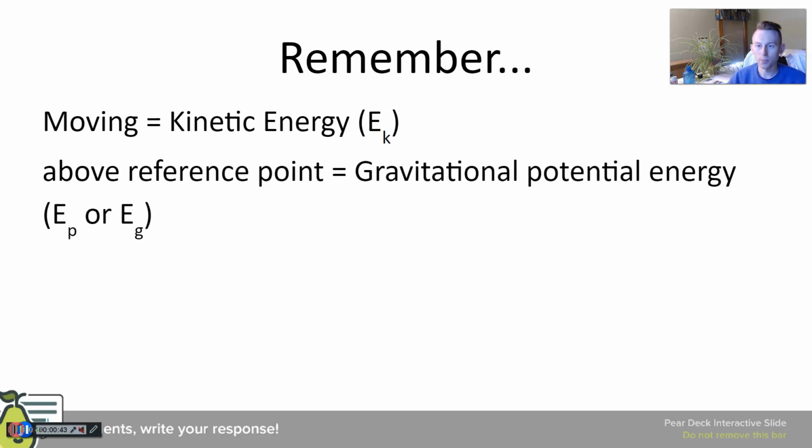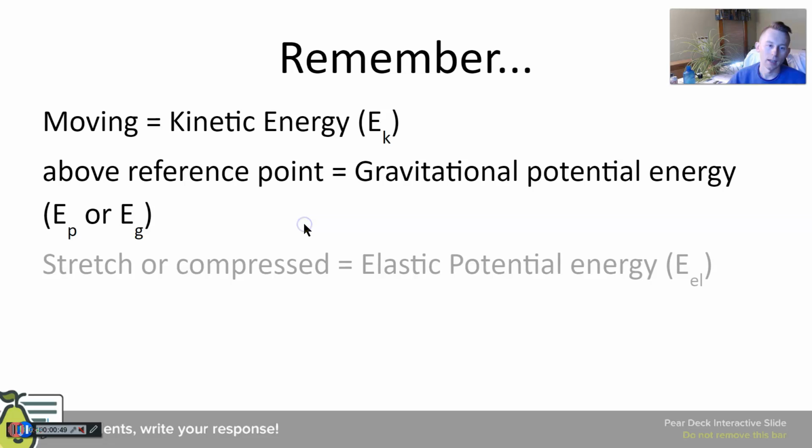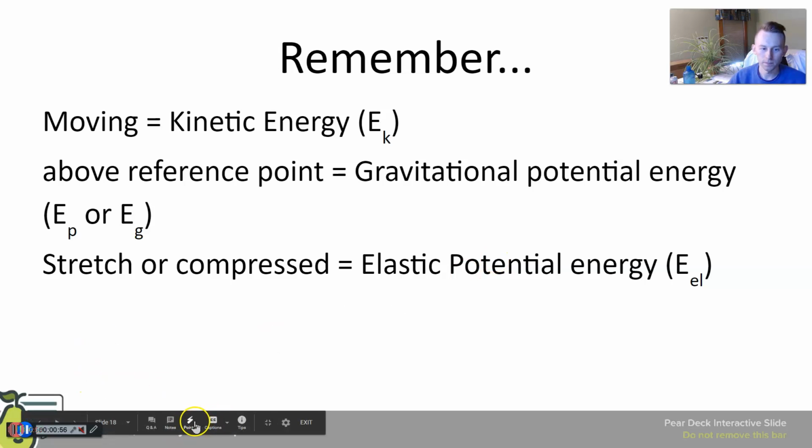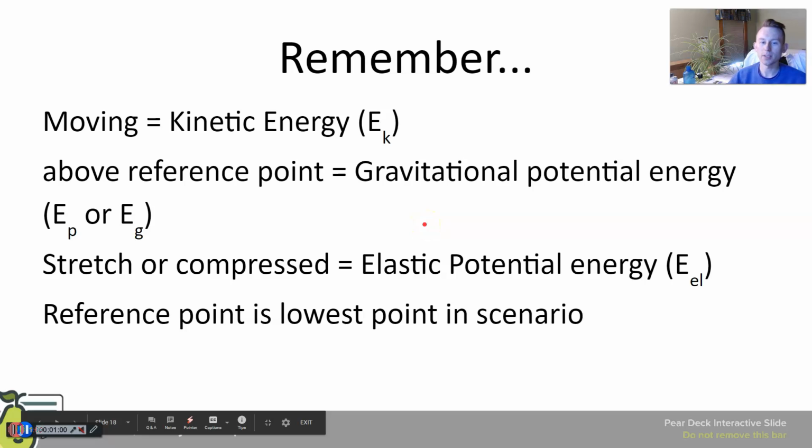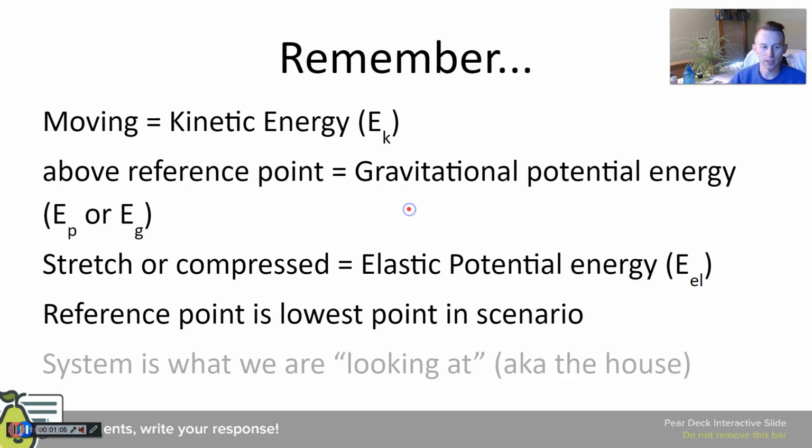If it's above the reference point, that's when you have gravitational potential energy, or what we're just going to call potential energy. And if something is stretched or compressed, it has elastic potential energy, or what we're just going to call elastic energy. So we're going to drop the potential energy there. And then the reference point is always going to be the lowest point in the scenario. You'll see examples of that in the lesson for today. And the system is what we were looking at, aka the house, in like the house analogy where you have little blocks in the house or outside of the house.